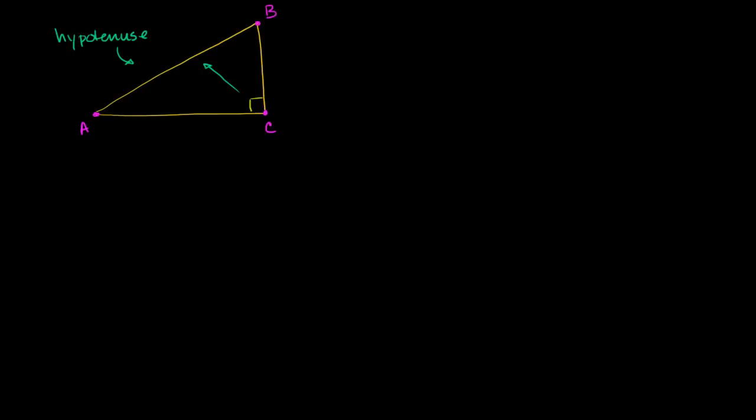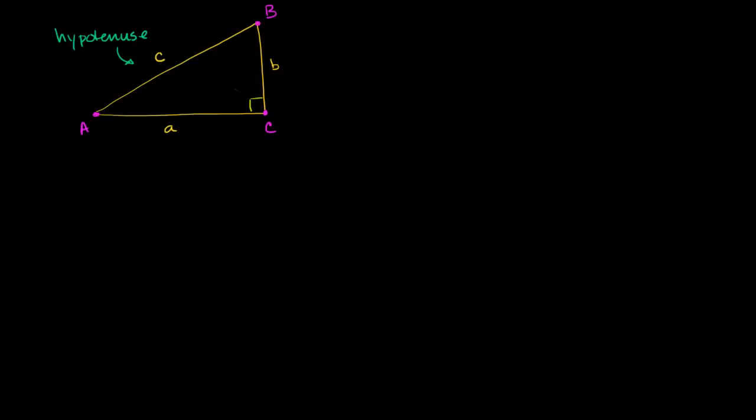Now, what I want to do in this video is prove a very famous relationship between the lengths of the sides of a right triangle. So let's say that the length of AC, uppercase A, uppercase C, we'll call lowercase a. Let's call the length of BC lowercase b. I'll use uppercase for points, lowercase for lengths. And let's call the length of the hypotenuse, the length of AB, c. And let's see if we can come up with a relationship between a, b, and c.